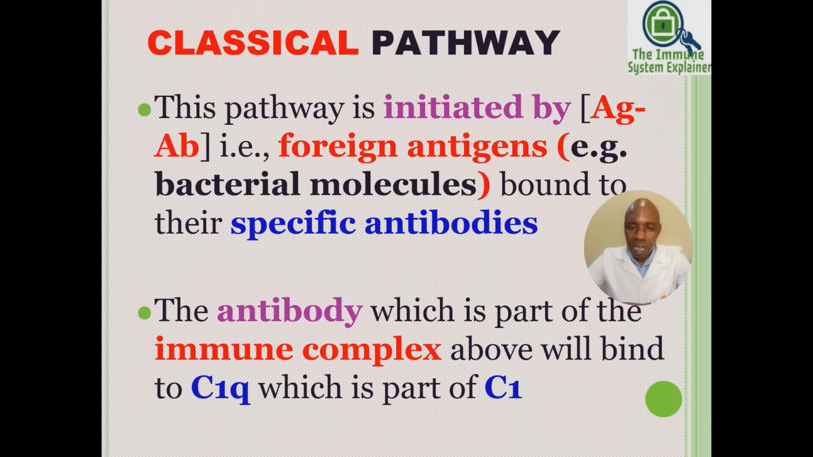So let's start with the classical pathway. This pathway is initiated by an antigen antibody complex. So it is initiated by an immune complex, and the antigen part of that immune complex could be a bacterial molecule that is bound to its specific antibodies, forming an antigen antibody complex. So the antibody, which is part of the immune complex, will bind to C1q, and C1q is part of the C1 molecule or complement system protein.